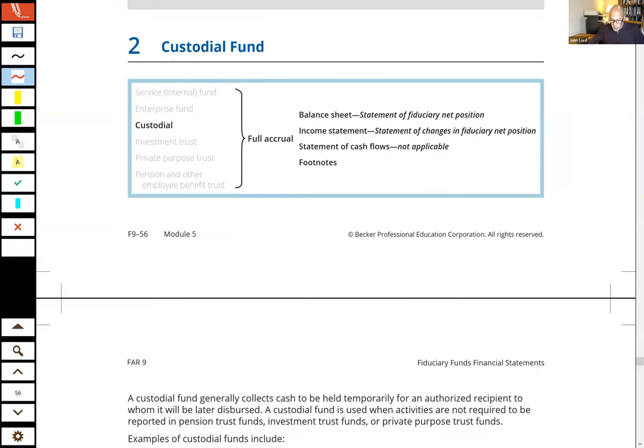Recording. There's some information up front in the fiduciary fund category where they talk about fiduciary funds in general. I don't see that there's much use to that, so I'm just going to jump into the specifics of each type of fiduciary fund. Remember, we have three categories of funds. Fiduciary is our third category, and there are four funds that fall into the fiduciary fund category.